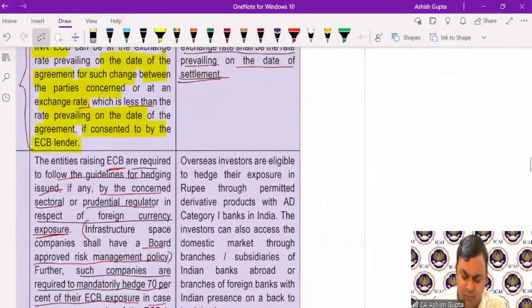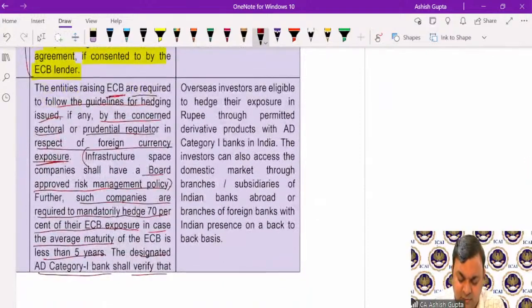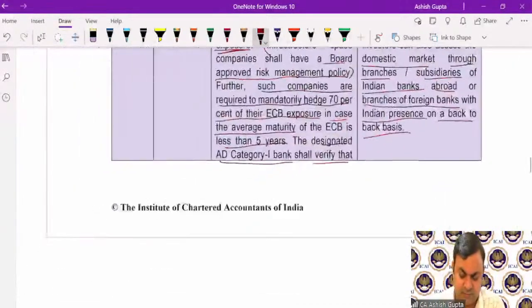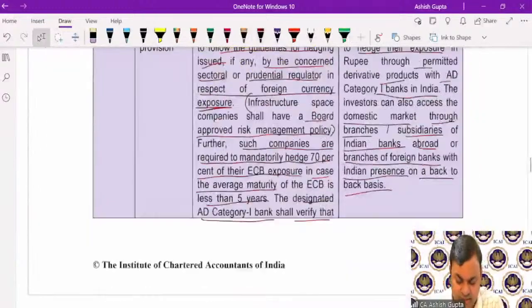And for hedging provision, overseas investors are eligible to hedge their exposure. If we are borrowing ECBs in INR format, then we don't need any kind of hedging. Overseas investors need to hedge in rupee through permitted derivative products under AD category 1 in India. The investors can also access the domestic market through branches, subsidiaries of Indian banks abroad or branches of foreign banks with Indian presence on a back-to-back basis. Just go through point 10, hedging provision.